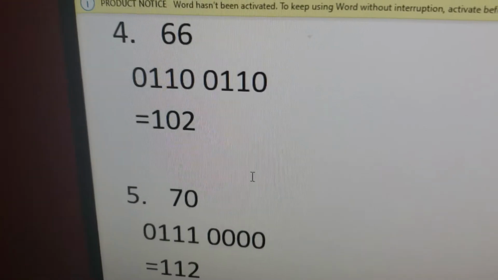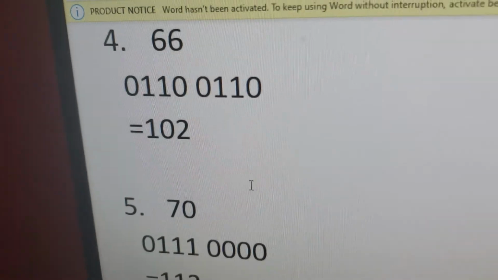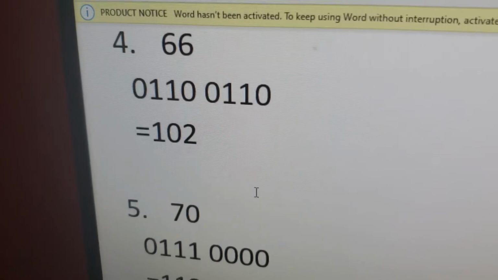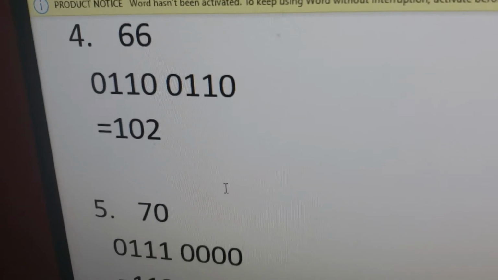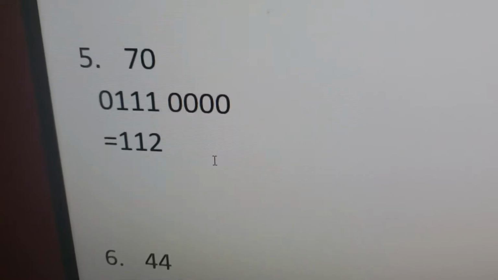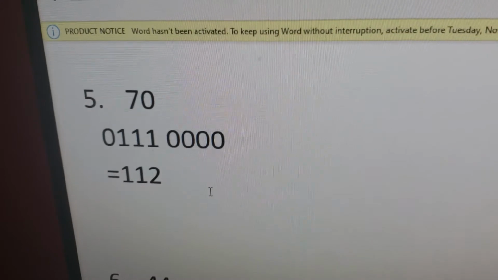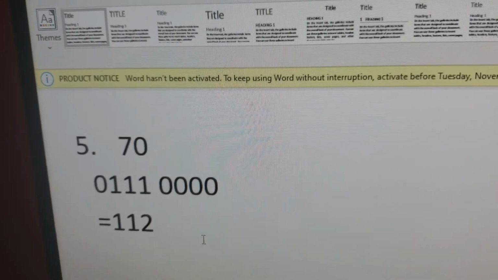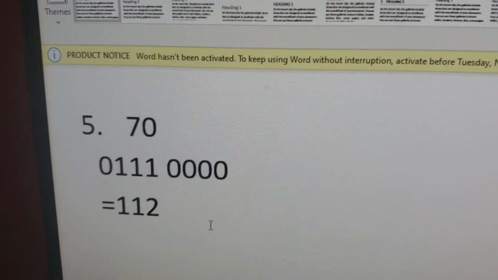66. For 6, it will be the exact same. The nibble will be the same for both, so we will turn on the 4-bit and 2-bit for both of them. Then add up all the bits that are turned on, which will be 64 plus 32 plus 4 plus 2. And that will give us 102. Now we got 70, or 7-0. For 7, it will be 4 plus 2 plus 1. But because there's a 0, no bits will be turned on for 0. So all we really got to do is add 64 plus 32 plus 16, which will give us 112.